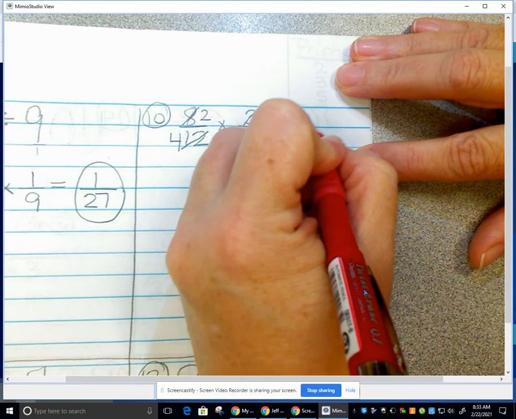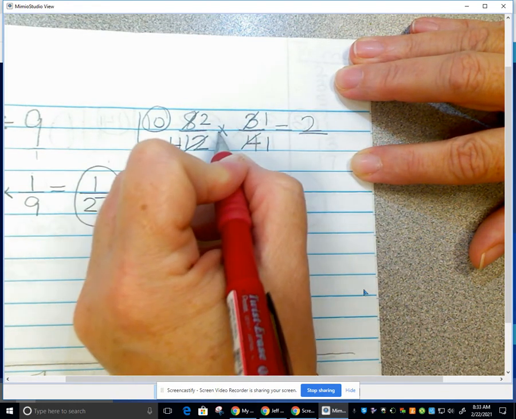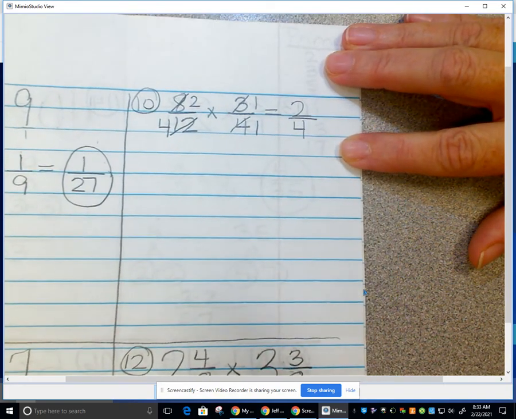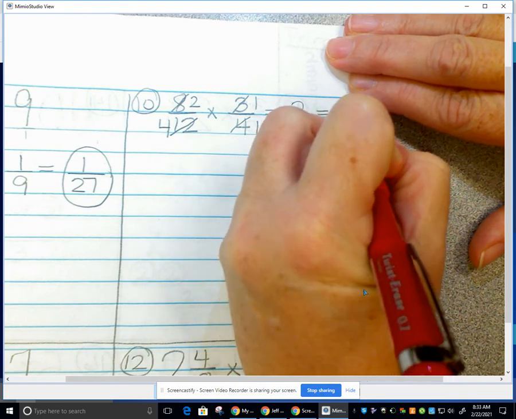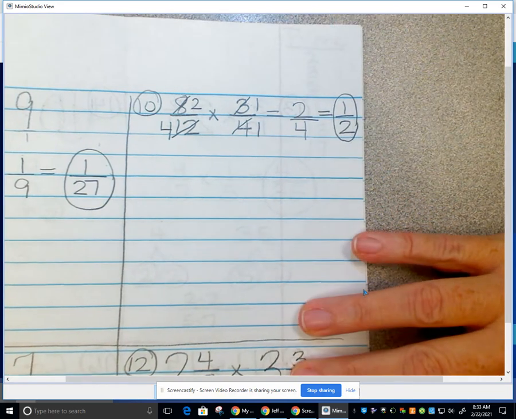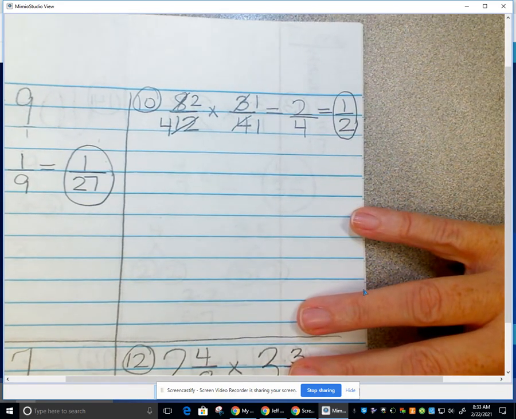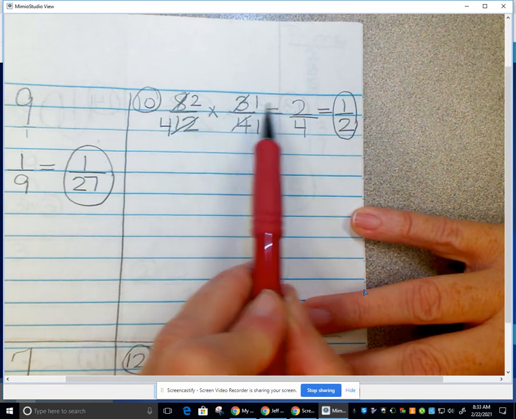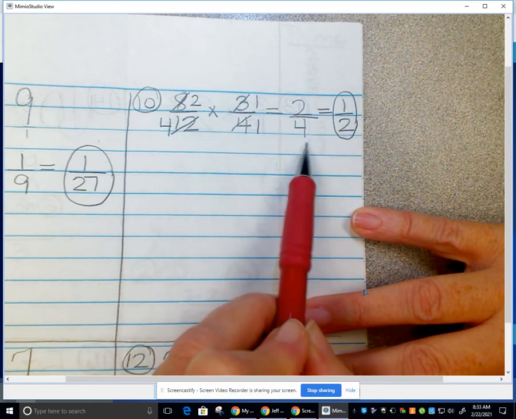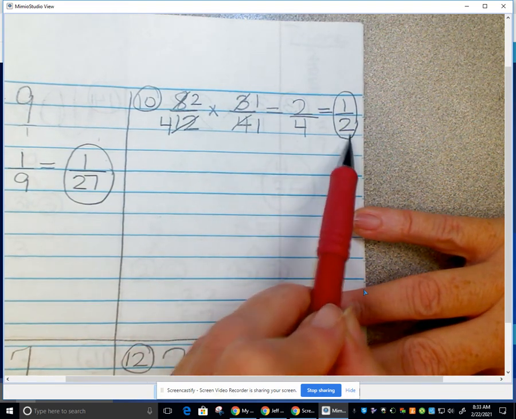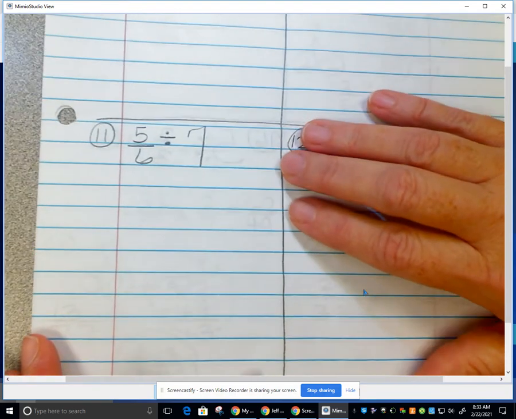2 times 1 is 2. 4 times 1 is 4. So 2/4, I hope you recognize that as a half. And we know that is in simplest form. Okay, moving on along. And by the way, if you didn't cross cancel, you could still come across and say 8 times 3 was 24. 12 times 4 is 48, and you could factor 12 over 48, and you would still wind up with a half.